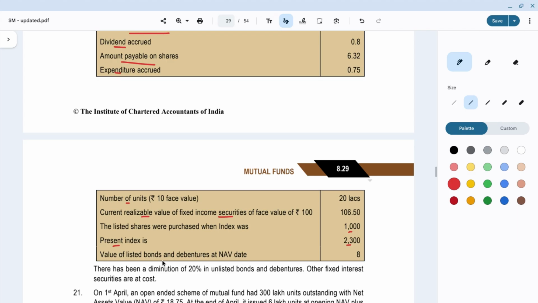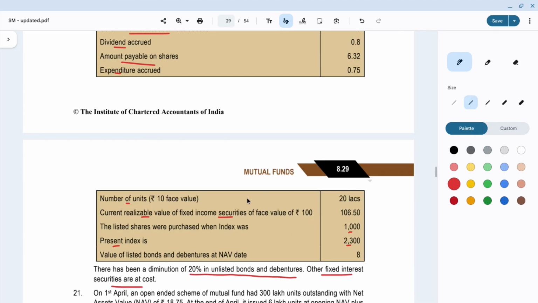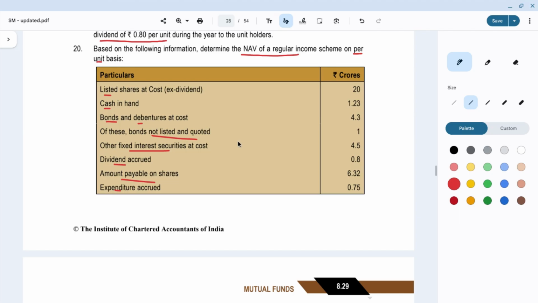The value of listed debentures at NAV date is given. There has been a diminution of 20% in unlisted bonds and debentures. Other fixed interest securities are at cost. So you have a list of assets and liabilities, and you have some information as to how they should be treated and valued. So what is NAV per unit? It is nothing but assets minus liabilities divided by number of units, right? So we will compute NAV.